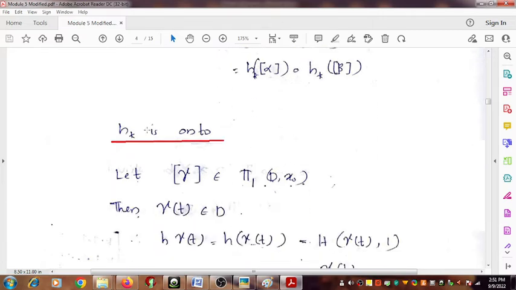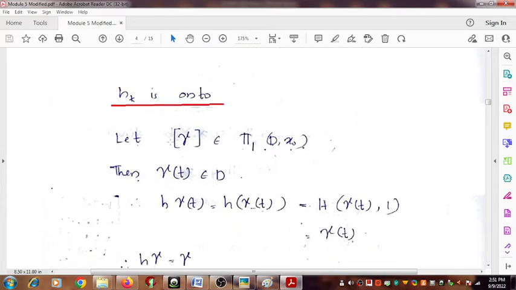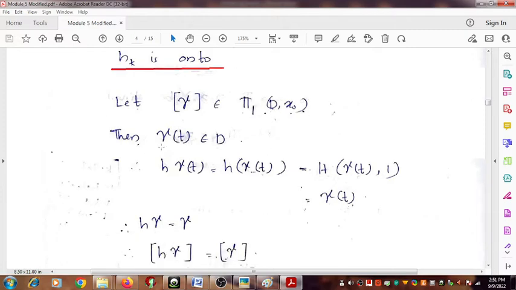Next we shall show that H star is onto. For that, let's take a member of the second fundamental group. Let class γ be a member of π1(D, x0), and then γ(t) is a loop which is based at the point x0. Gamma t is a loop entirely present in D.